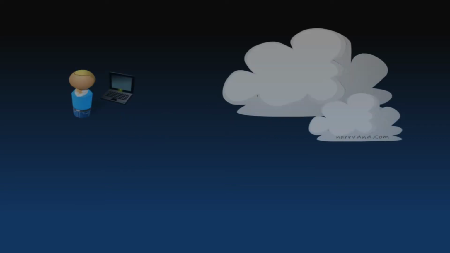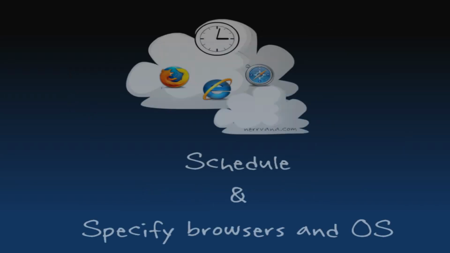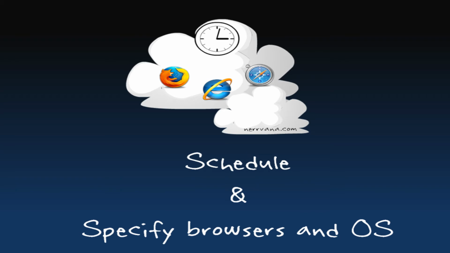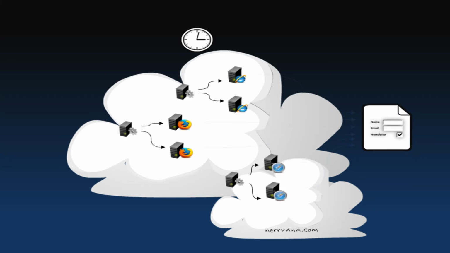Let's talk a little bit more on how it works. First, you load your tests into your own private space. Now, you can set up a testing environment and schedule. You may decide to run a full test for trunk every day at midnight, and your production system with smoke tests every 2 hours. You specify operating systems and browsers too. When time arrives, Nerrvana builds a Selenium grid to your specification and launches your tests.